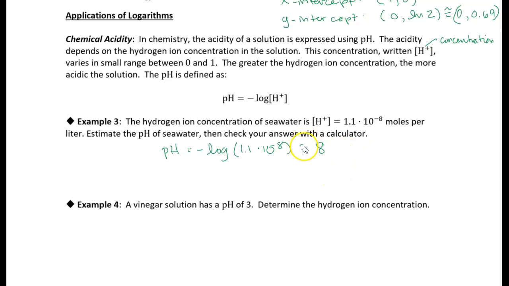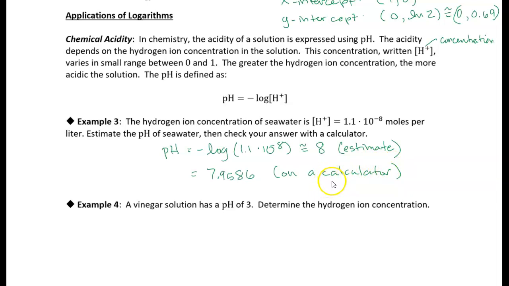I'll put a little squiggle here to indicate that this is an estimate, based on what I know about how logarithms work. Now, if I put this into my calculator, here's what I got. I got 7.9586. That's the pH on a calculator. So that answers example 3. That's all they're asking for.